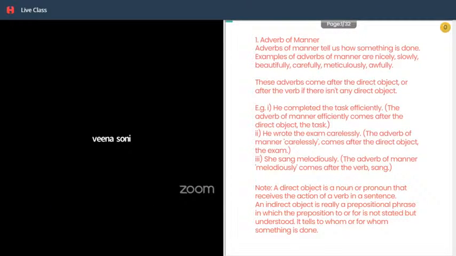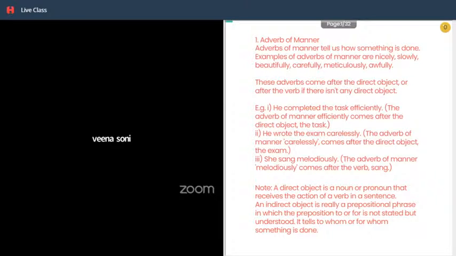Now, these are the adverbs that come after the direct object, or after the verb if there isn't any direct object. For example, suppose we do not have any direct object. For example, he completed the task efficiently. So, what was the manner of completion? The manner of completion was efficiently. So, how was the task completed? It was completed efficiently, in the manner it was done. So, directly after the task, you have the adverb efficiently. That's a direct placement of the adverb just after the verb.